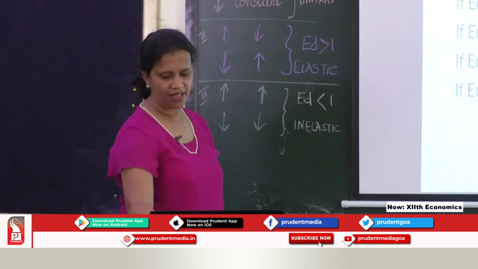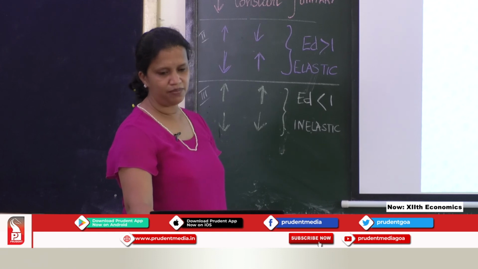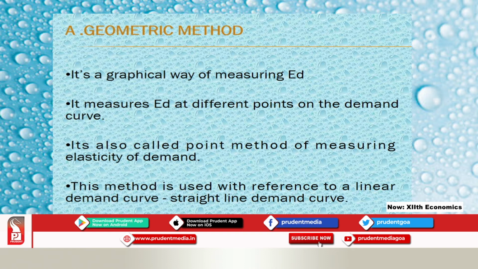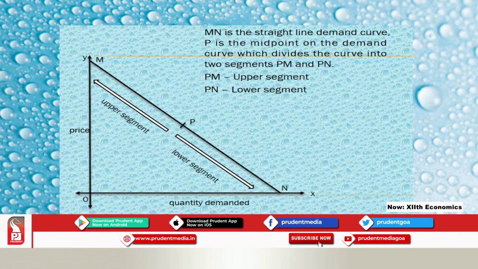And finally we come to the next method, which is the geometrical method. As I mentioned to you, it's a graphical method of trying to measure elasticity. Now, this method measures elasticity at different points on a demand curve. So that's why we also call it a point method of measuring elasticity. And remember, this method is used with respect to a linear demand curve or a straight line demand curve. Let's see what this method is all about.